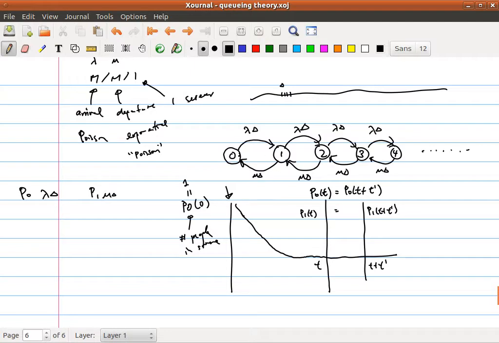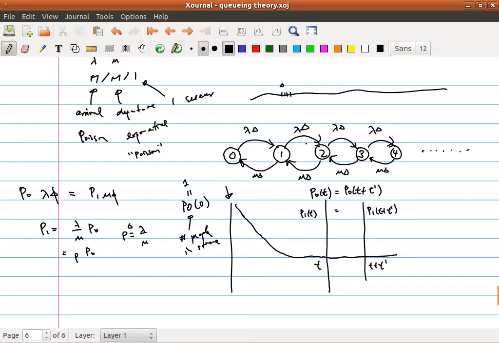So if these probabilities are stationary, then this will be equal, and if this is equal, I can just cancel the delta here, so I will get P1 is just equal to lambda over mu P0, and this lambda over mu I can denote rho as lambda over mu, so therefore I can just write this as rho P0.